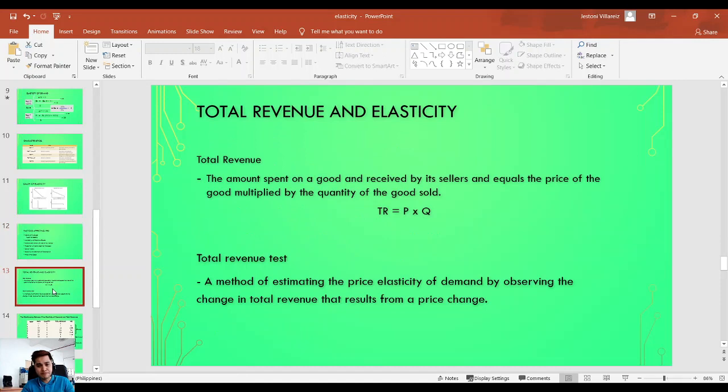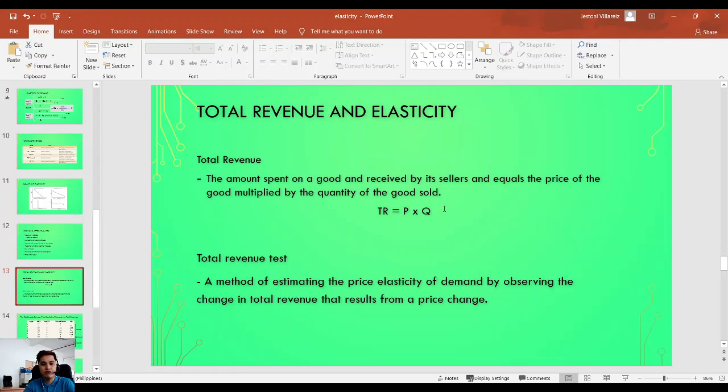Now, the relationship between total revenue and elasticity. Total revenue is the price times quantity. Kung sa Bisaya pa, kung tag pila ang product o pila ka book imong nahalin, that's total revenue. Total revenue is different from profit ha. Total revenue is ang kita, ang profit kay ang ginansya.